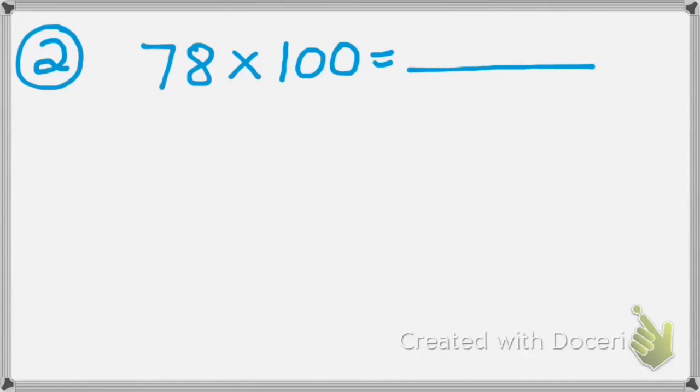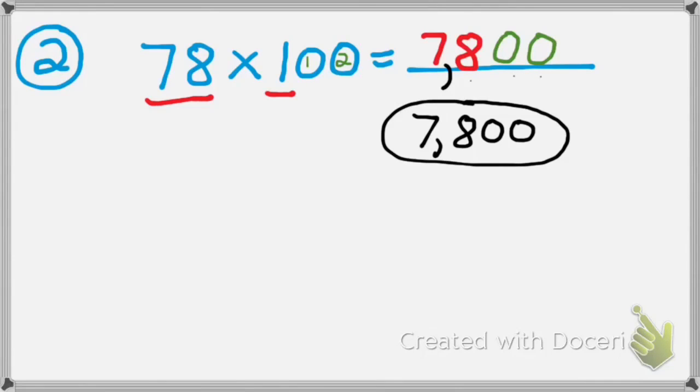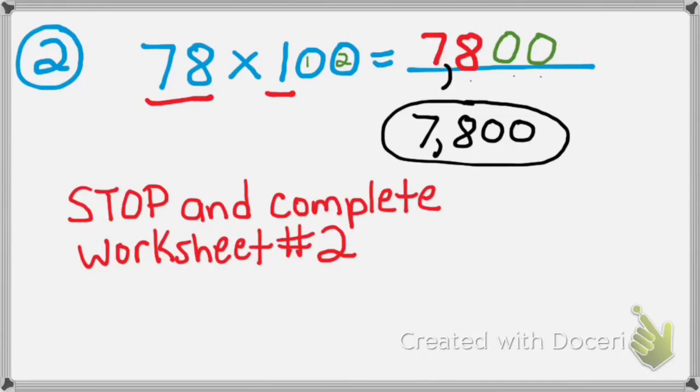Let's take a look at problem number 2. I have 78 times 100. Well, in the number 78 there are no ending zeros, so my basic fact is 78. In the number 100 there are ending zeros, and my basic fact is 1. So 78 times 1 equals 78. Count all of my ending zeros. There are 1, 2. Tack on 2 ending zeros. I see that my answer is a 4-digit answer, so I have to count backwards for commas. 1, 2, 3, comma. My final answer is 7,800. Please stop the video and complete worksheet number 2 right now.